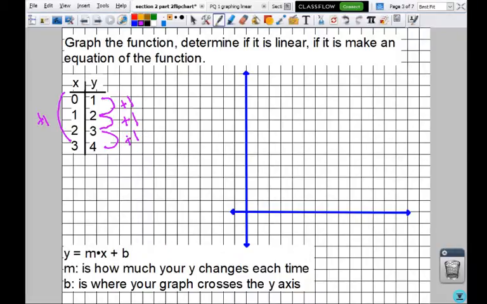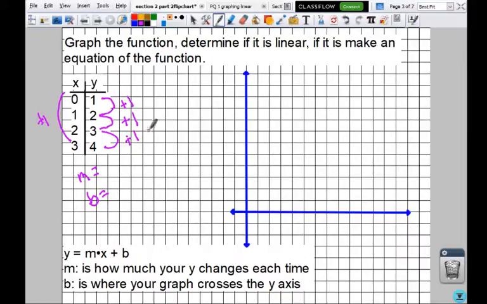All right. What I'm going to do is make my equation now. Last time we did words, this time we're making the equation. So we're doing y equals mx plus b. I need to figure out what m is, and I need to figure out what b is. M is how much I change by each time. What am I changing by each time?